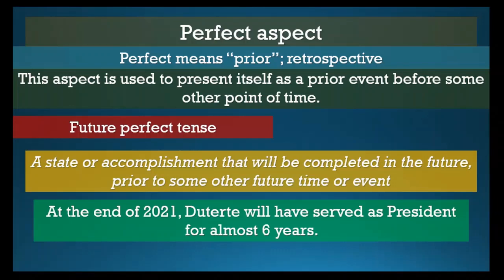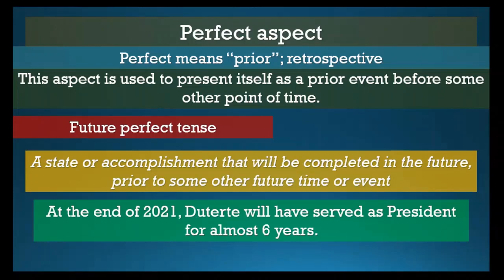An example is this. At the end of 2021, Duterte will have served as president for almost 6 years. The future event here is 2021. But the future perfect tells us that before 2021, Duterte will have served as president for 6 years. So again in here, we see that the future perfect was used to tell something about a state or accomplishment that will be completed in the future prior to some other future event.